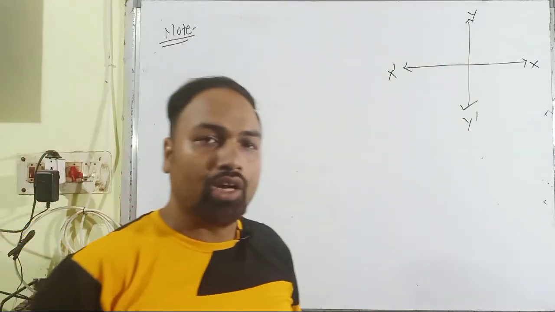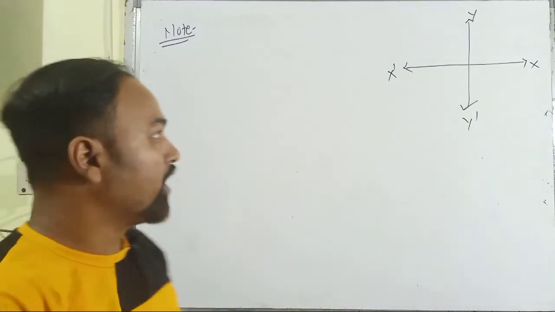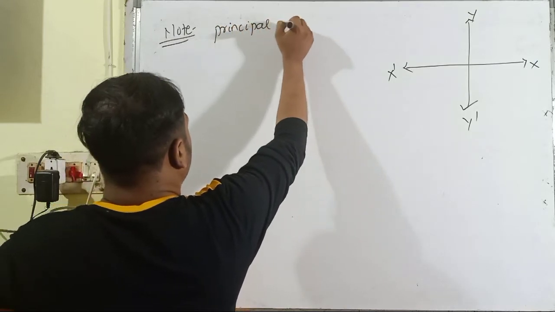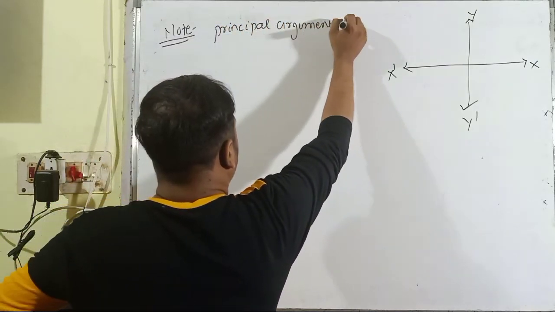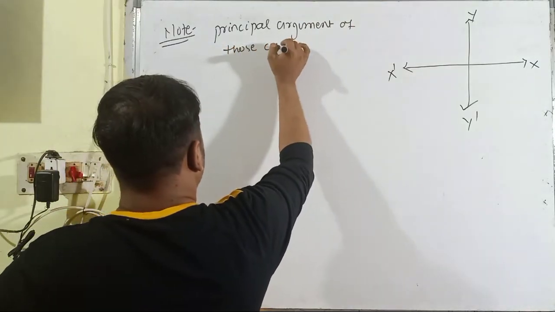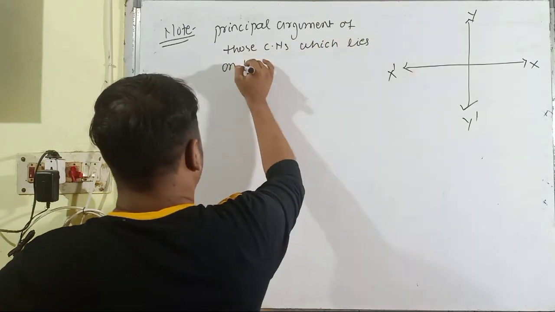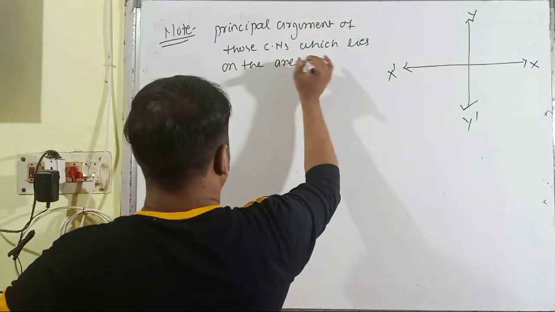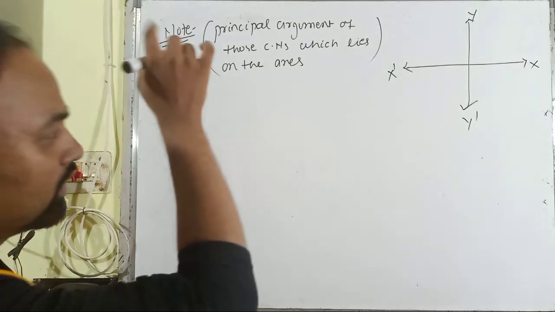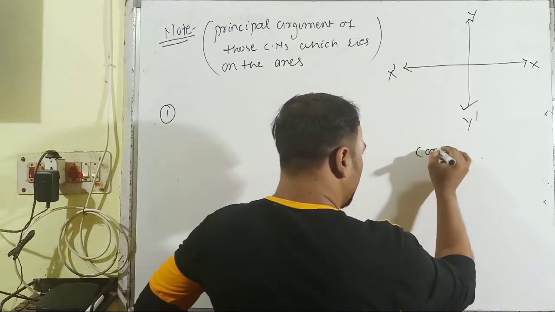So we have to find out the principal argument of those complex numbers which lie on the axis. Those complex numbers which lie on the axis. The first one is here. The condition of a principal argument.